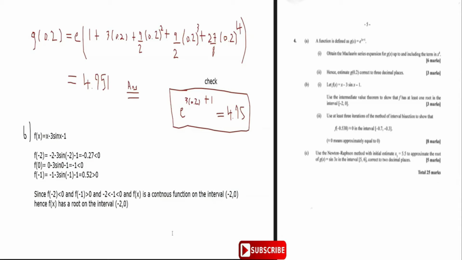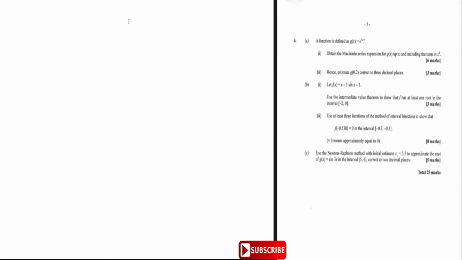It says, use at least 3 iterations of the bisection method to show that f of minus 0.538 is approximately 0 on the interval minus 0.7, 0.3. All right, so we're going to be using the bisection method. I like to do it in the form of a table. It's easier for me when I put it in the form of a table. I'm going to use 3 iterations.